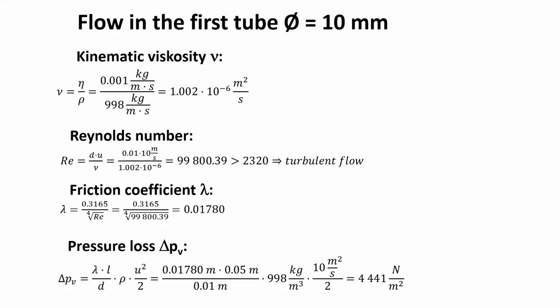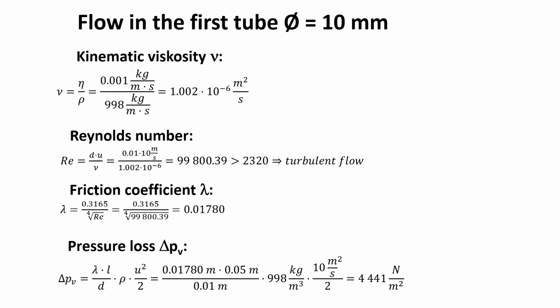First, we need the kinematic viscosity nu. It's given by the dynamic viscosity divided by the density. The value is 1.002 times 10 to the minus 6. We also need the Reynolds number for the friction coefficient. The Reynolds number is 99,000. This means that we have a turbulent flow.